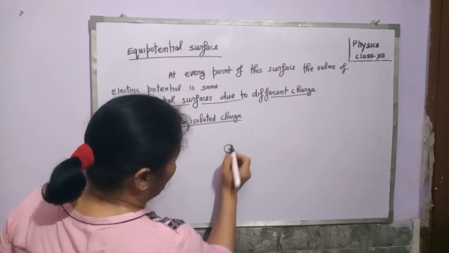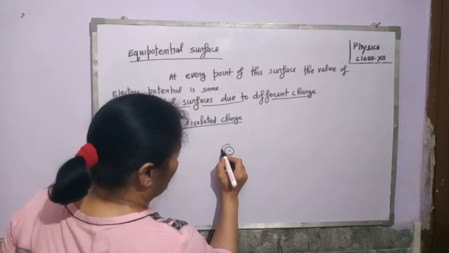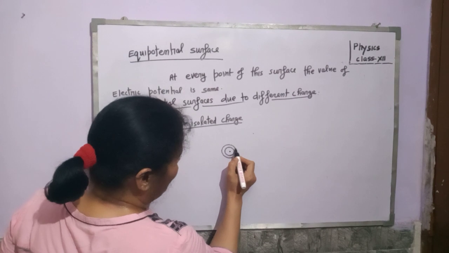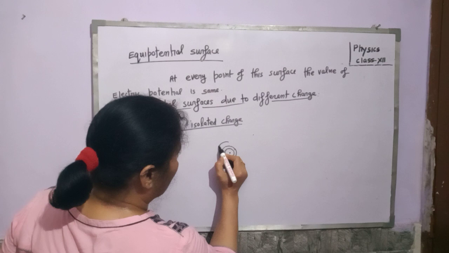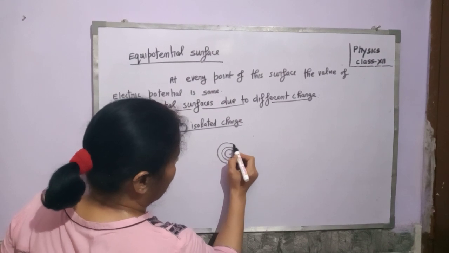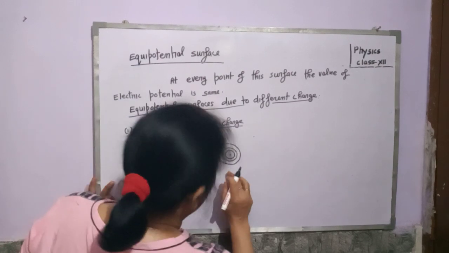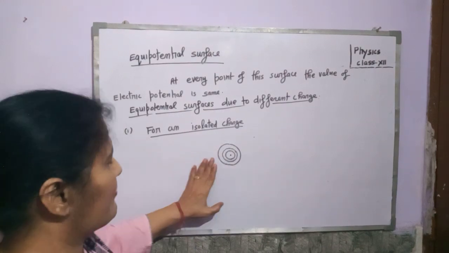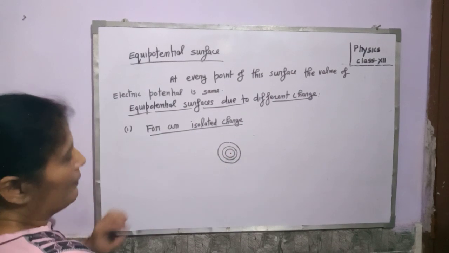Then the second case is a point charge. The electric field due to a point charge is kQ upon r square. This is your second equipotential surface. As we move away, the distance between the equipotential surfaces increases. You can see here the distance between the equipotential surfaces increases as we move away from the center. These are spherical in shape. The charge may be positive as well as negative.